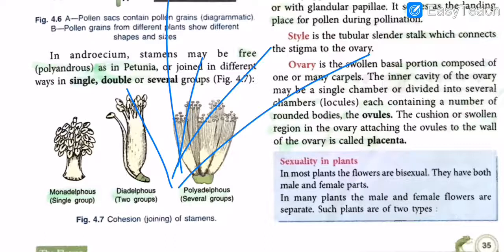First is Monadelphous. They are a single group. They only have a single group of stamens. Then you have Diadelphous. They are 2 groups. And then there are Polyadelphous.